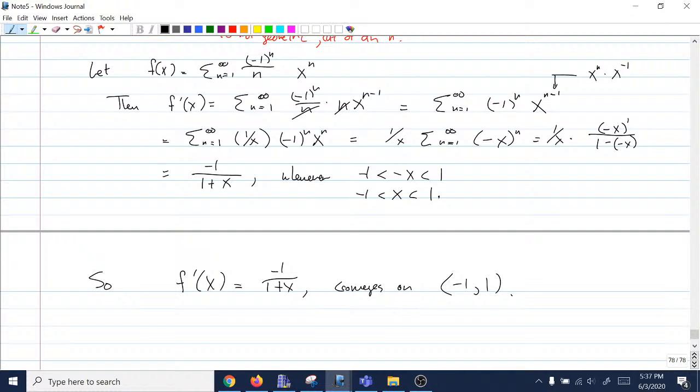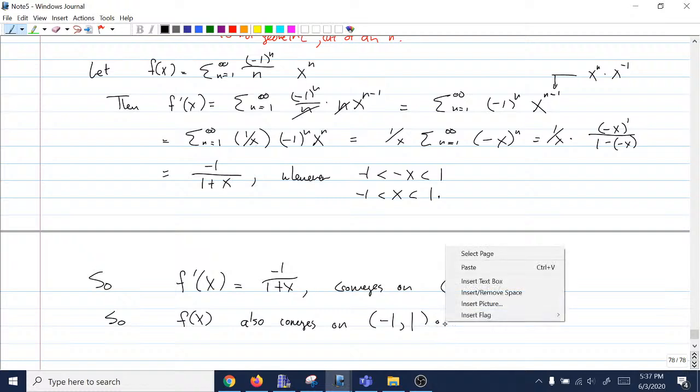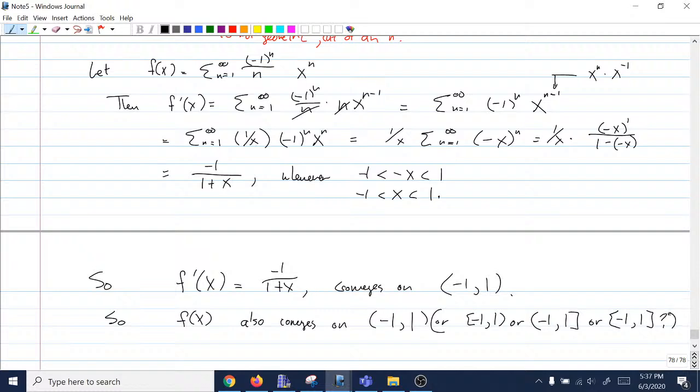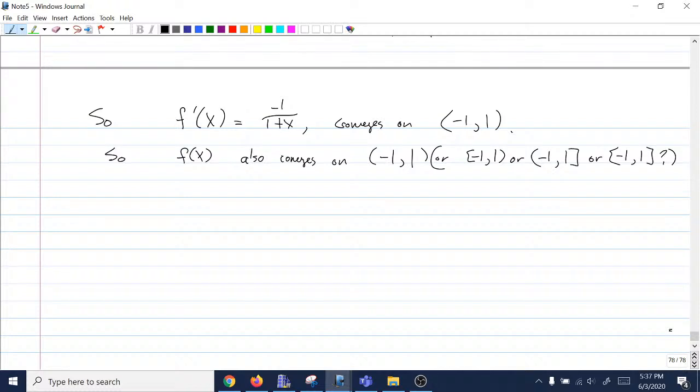The theorem we just said above tells us that our function also converges on -1 to 1, but possibly with different endpoints, or bracket -1 to 1, or -1 to 1 bracket, or -1 to 1 brackets on both. We don't know which of these it is, but the interval of convergence is the same except possibly for the endpoints. So that's good news. We don't have to manually think about that. We do have to figure out what our function is.